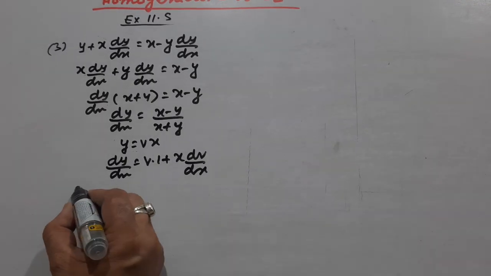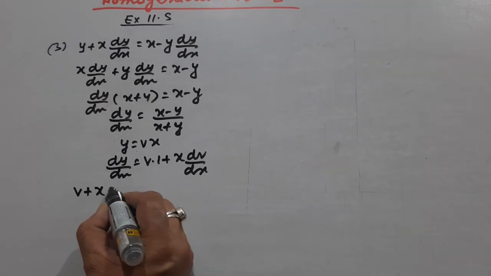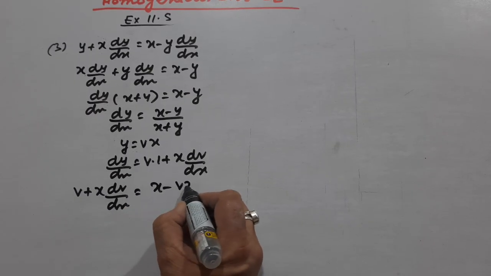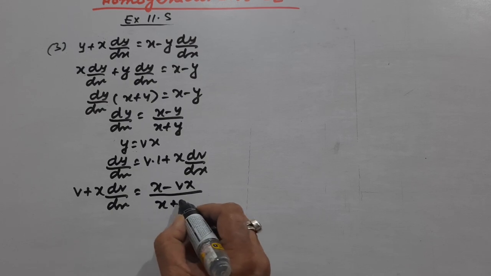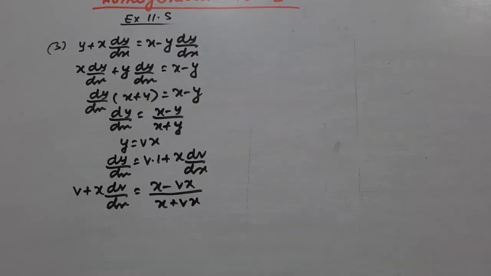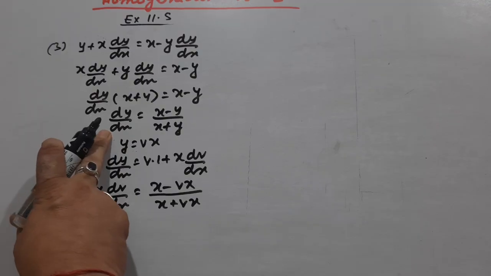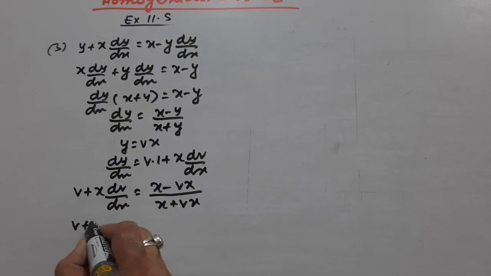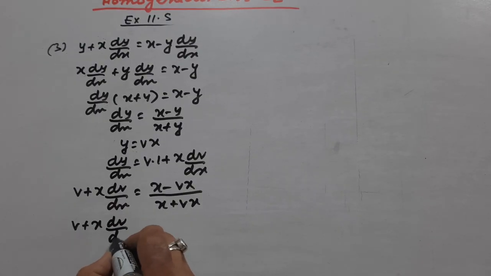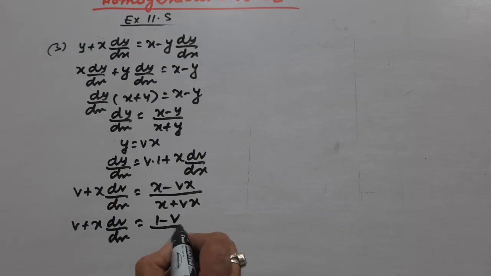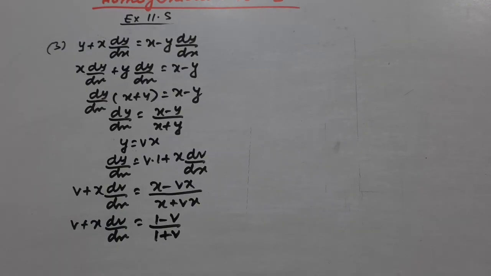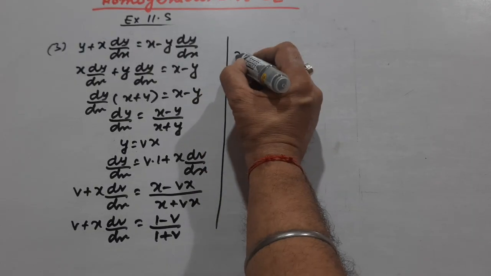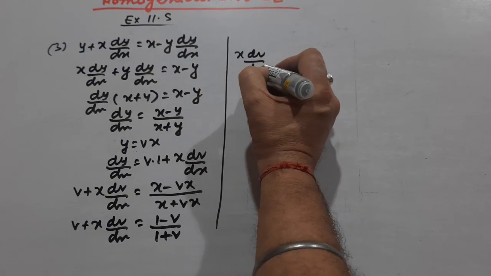So in place of dy/dx we can write v + x dv/dx = (x − vx)/(x + vx). Wherever there is y, you have to put vx, and wherever there is dy/dx, we put v + x dv/dx. So what we get, v + x dv/dx = (1 − v)/(1 + v) after taking x common.